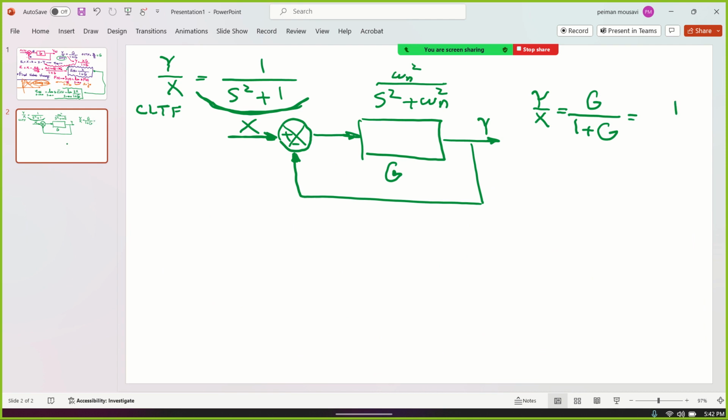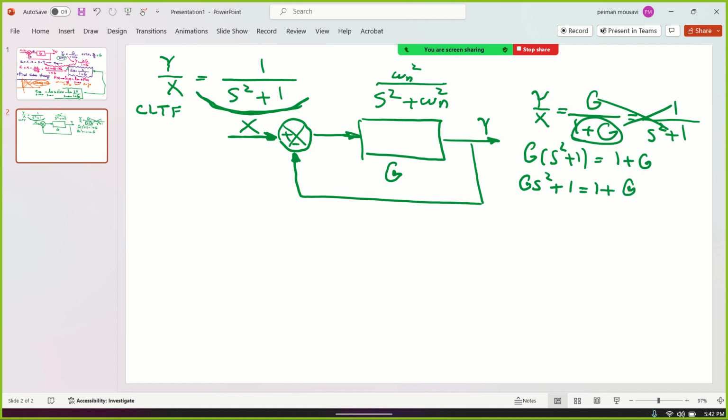This is equal to, in this example, 1 over s squared plus 1. So if you multiply both sides by 1 plus G, this to this side, this to this side, and it'll be G equals 1 over s squared plus 1, times 1 plus G. Oh, sorry, this is G. So the open loop transfer function, or G, is 1 over s squared.